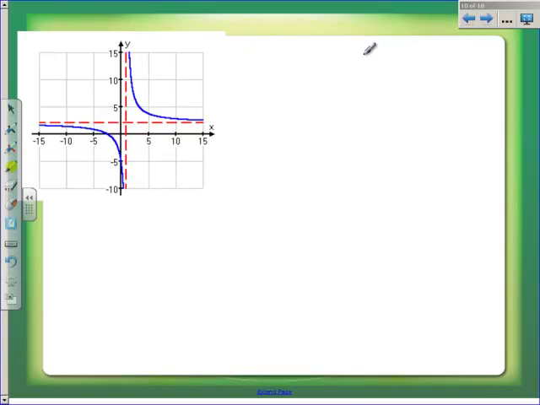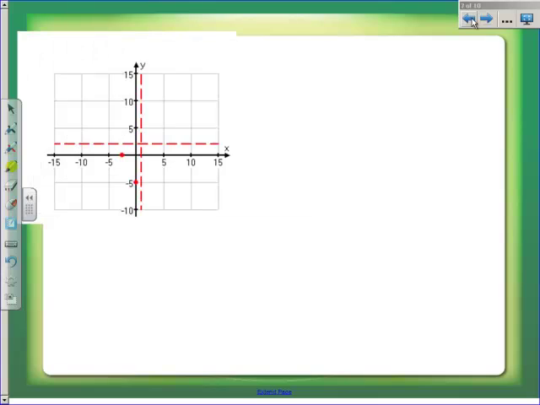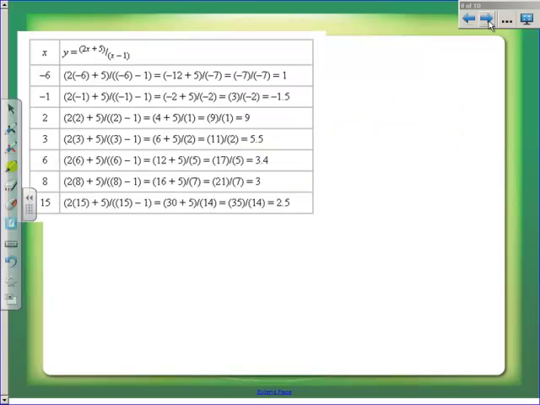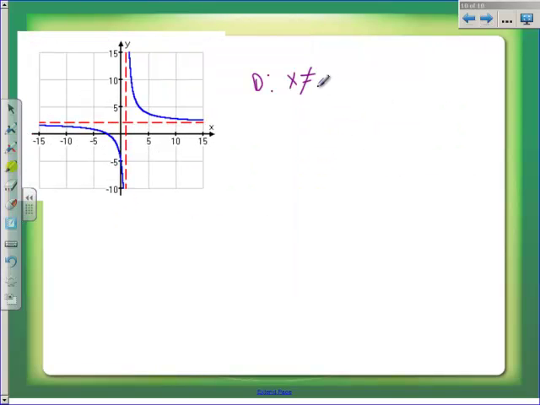Let's write out here what we know also. What's the domain here? The domain is x cannot equal, way back here when we were doing our vertical asymptote, x cannot equal 1. So every single number except 1. Alright, so let's take a look at one last thing that has a hole in it.